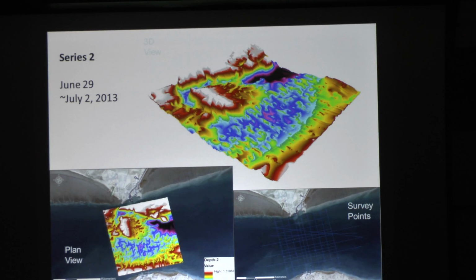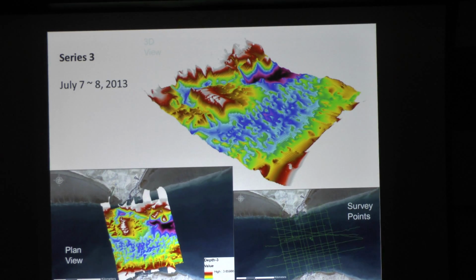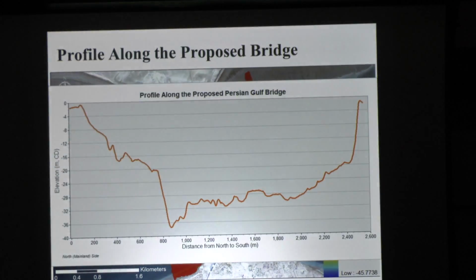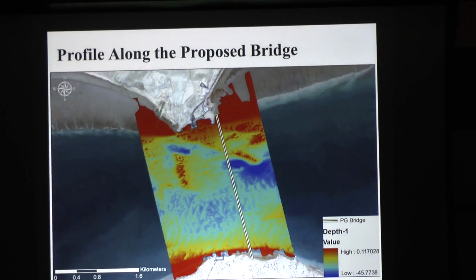Okay, we did 5 series of bottom profiling, each one something about 1 week apart. But in one of them, we tried to measure some line before and after some ebb event. Okay. And these are the check lines that we are looking at. This is the line just next to the bridge area.